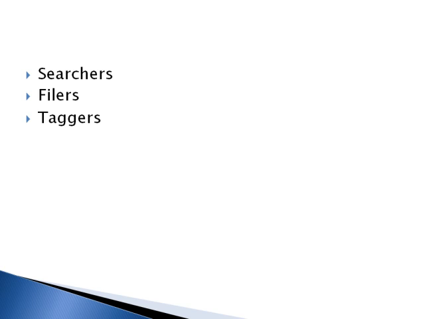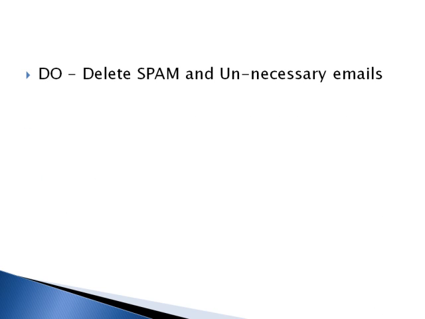So now that you understand the 3 types, and there are many more different types of people out there, but that's pretty much the general category. Now let's talk about the do's and don'ts. I want to talk about the do's and don'ts and categories before I move to Gmail and Yahoo and show you how to create labels and how to create categories, which are pretty much the same thing.